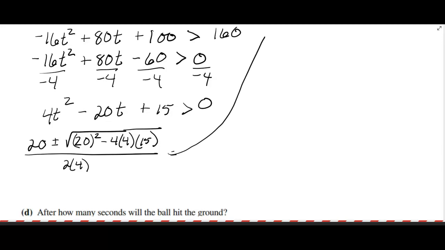Where can I go? Up here. You're going to get 20 plus or minus, and then you're going to have 400 minus, I did it on a calculator. Let's see, 240, I think. So 16 times 15. I did it all on a calculator.